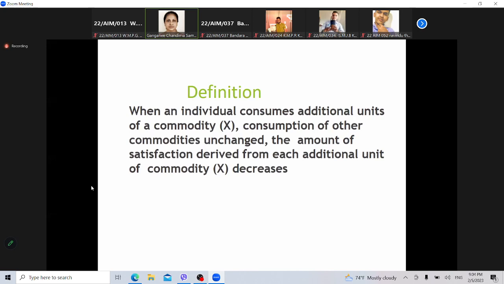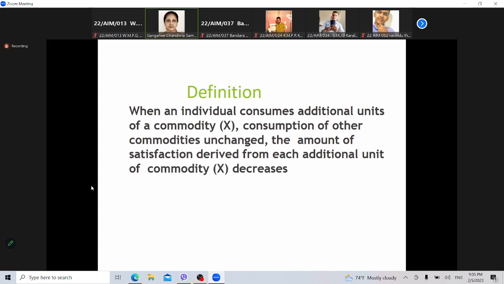When an individual consumes additional units of a commodity, let's say the commodity is X, consumption of other commodities is unchanged. So you have to keep that assumption. Let's say while drinking water, you are drinking lemon juice as well. Then, though the utility is decreasing, we can't measure the exact utility of drinking water if you are drinking other things as well. That's why we are assuming that consumption of other commodities is unchanged. We are not changing that one, only the glass of water in our example.